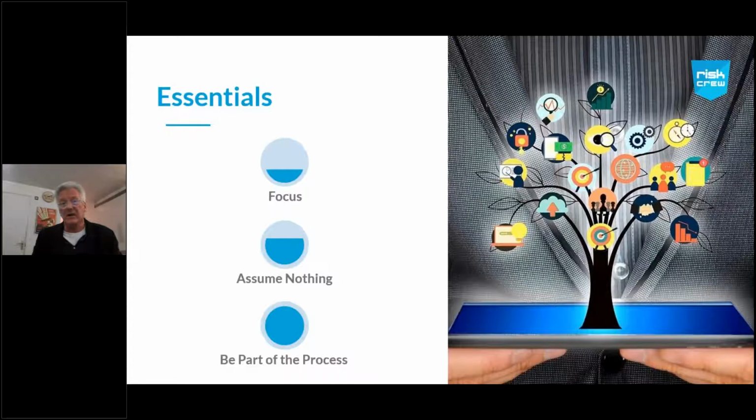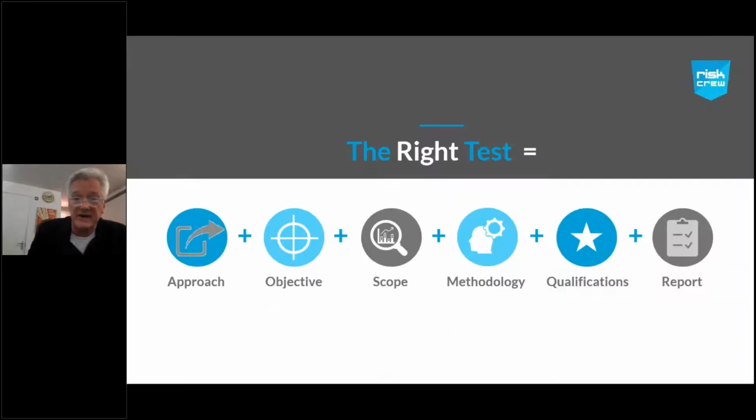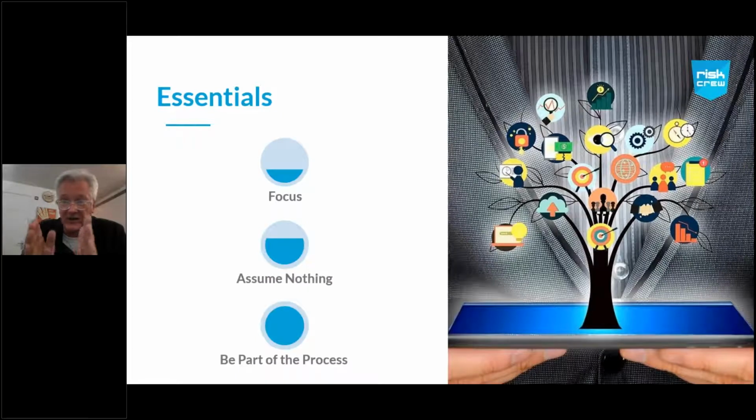But this is essential. Before you start any one of these 6, an essential element of every one of them are these 3 principles that you're going to focus on for this pen test. You're going to assume nothing at all, and you're going to be part of the process between you and your service provider. All the quality that you get out of your test is dependent on your focus in setting up the test, making sure that nothing is assumed between you and your test provider, and you are in fact part of that process. Focus, assume nothing, be part of the process.